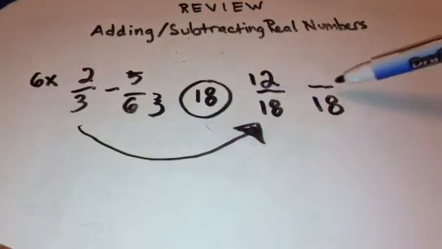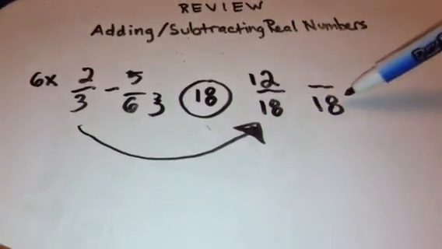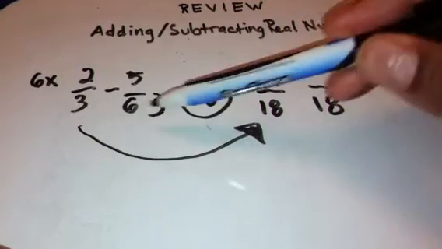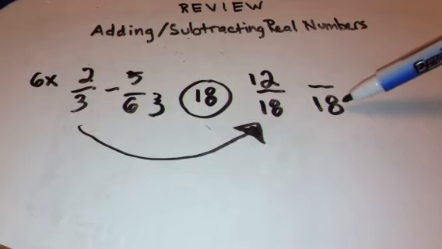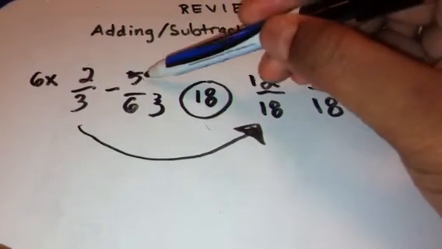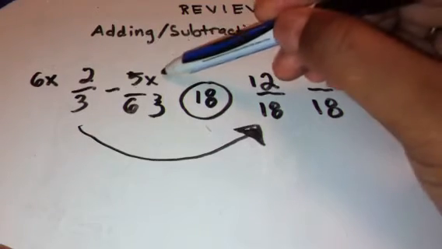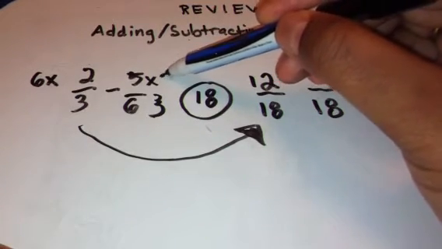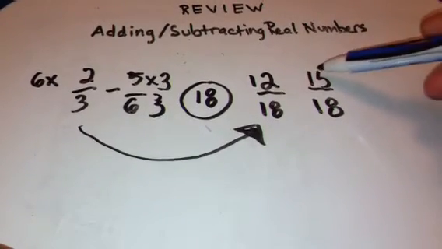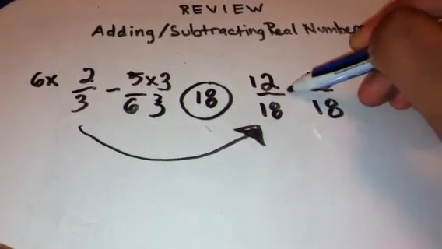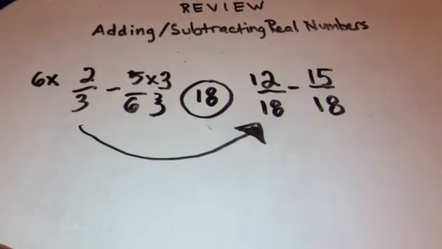Okay, here we're redoing the second fraction under our new denominator of 18. So 6 times what is 18? Well, 6 times 3 is 18. So we're going to multiply the numerator of that fraction times 3. So our new problem is 12/18 minus 15/18.